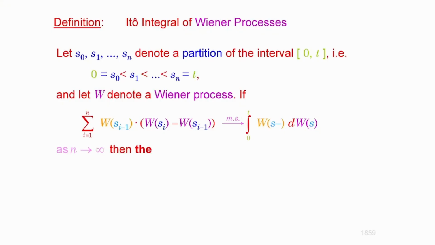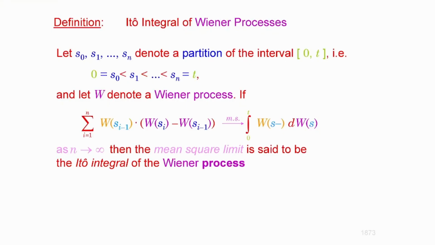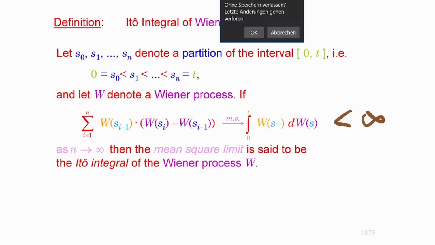Now, here you see what the mean square limit is, and we already had that. In this case, if this exists, then it is the Ito integral of the Wiener process. But the Ito integral of the Wiener process already exists. We have seen that. So it's finite in the sense of the mean square limit. In a general case, it's not necessarily existing, but for the Wiener process, it does.